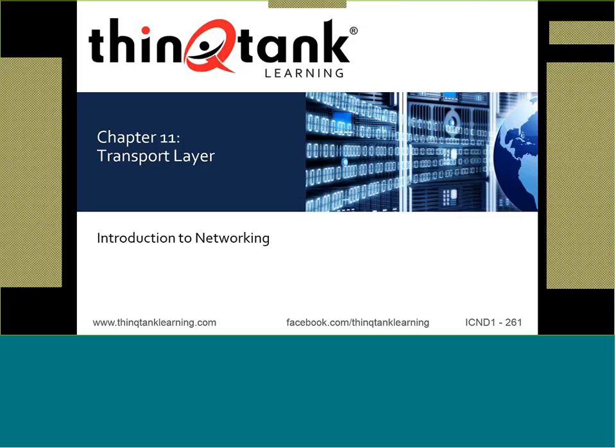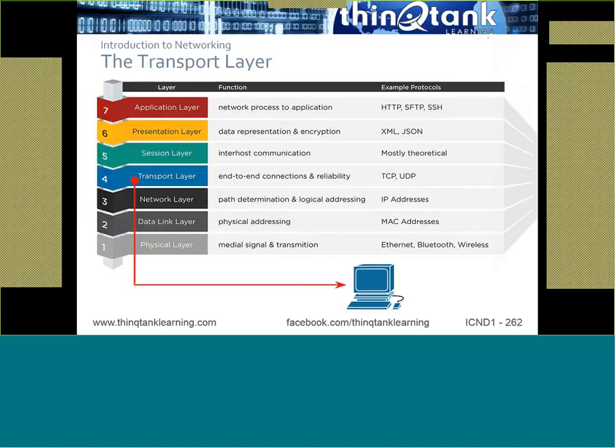So for CCENT Chapter 11, we're going to be talking about the transport layer. And the transport layer here is actually not that difficult. It's actually a pretty simple discussion. We're going to do kind of a high-level discussion of what happens at the transport layer. We know that the transport layer is layer 4 of our OSI model, right? It's layer 4 of our OSI model.